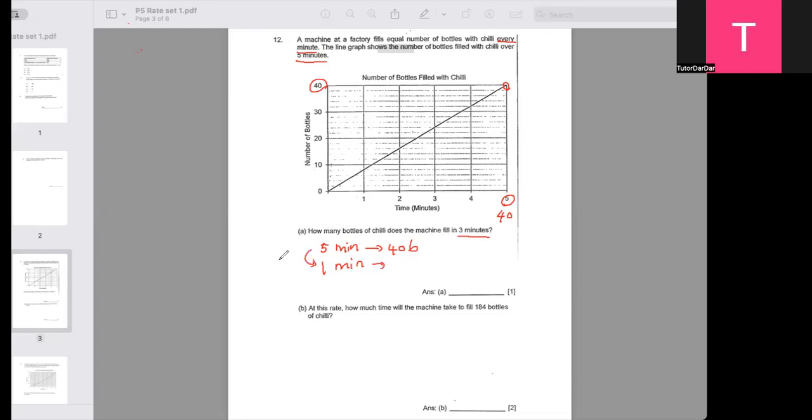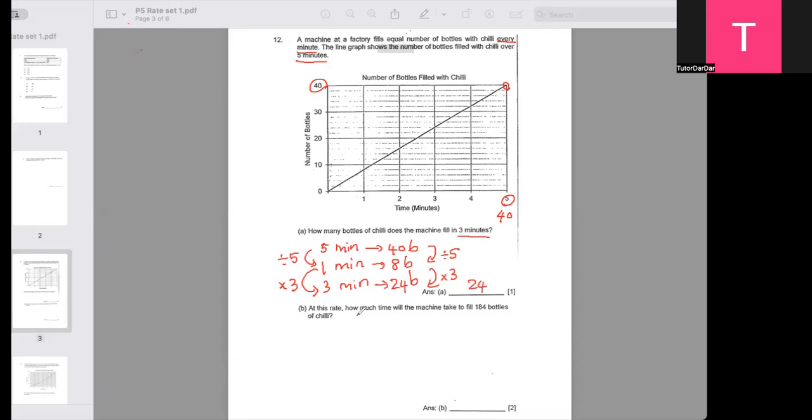5 becomes 1. That means divided by 5. Same thing, if this side is divided by 5, this side will also be divided by 5. So 40 divided by 5, you will get 8 bottles. So from there, you can find 3 minutes already. 1 minute becomes 3 minutes. That means 1 becomes 3, becoming more. So multiply by 3. This side also multiplies by 3. So 8 times 3, 24 bottles. So the answer is 24.